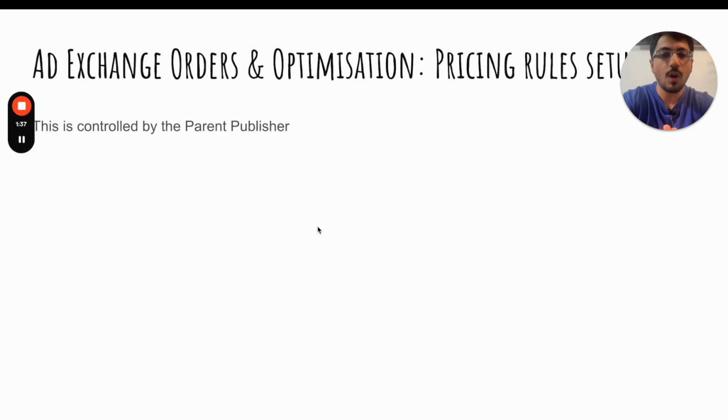Coming to the ad exchange orders and optimization, including the pricing rule setup. Now this is controlled by your parent publisher. With an MI account, remember guys, you don't have to worry about this. That is one advantage of using an MI account. You can rely on the tech that your parent publisher provides, and you don't need any expertise for managing the optimization and management of your ad exchange. That is done by your parent publisher. And once you implement your ads.txt entry, they will go ahead and create the relevant pricing rules and the ad exchange orders for you.